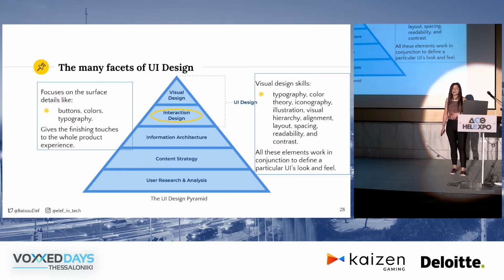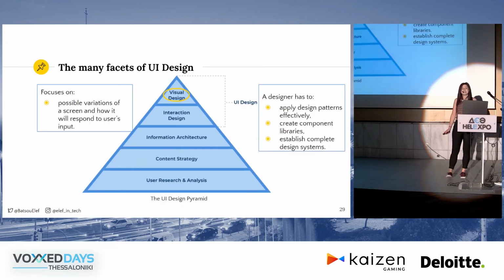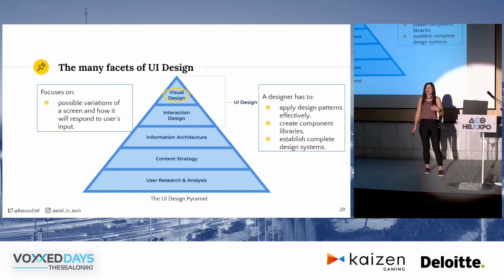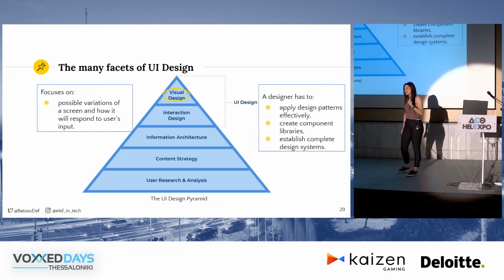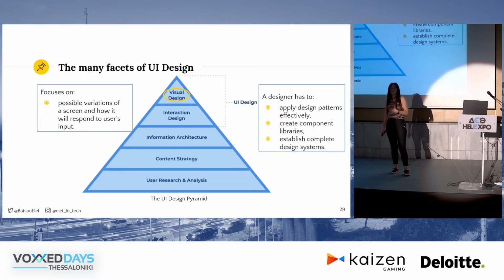The list goes on. And then we have the visual design, where the designer will focus on possible variations of a screen and how it is well laid out, but also a designer has to make sure to apply design patterns effectively, create component libraries, and establish complete design systems. Some of those things are going to come from a designer, some from a UX person. But the thing is that sometimes our companies don't have a UXer or a designer, and we, the developers, have to do all of those things.